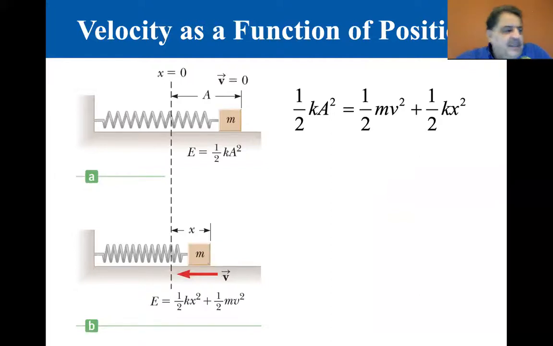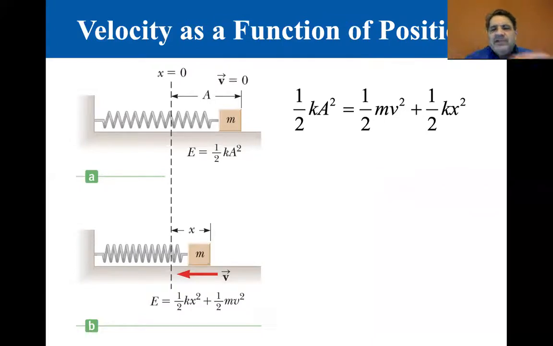We can see that as we stretch or compress this mass on either side of the quiescent position, the zero position, we give it the maximum amplitude, A. Let's say we stretch it. So we stretch it, and the spring potential energy is 1/2 kA squared, not x squared, 1/2 kA squared.